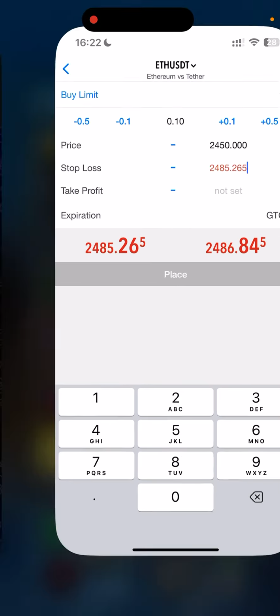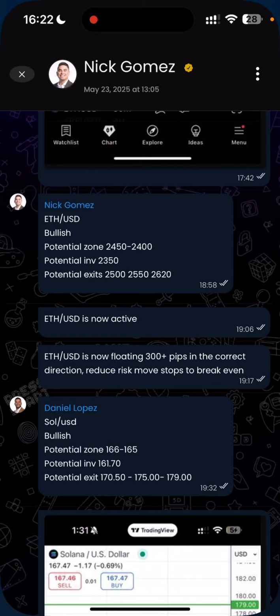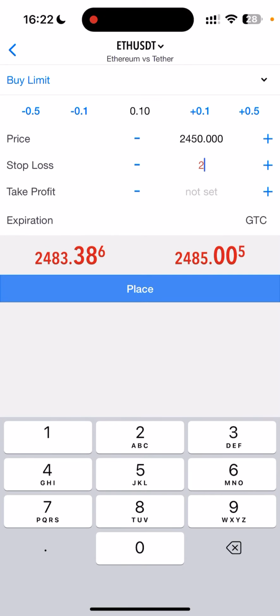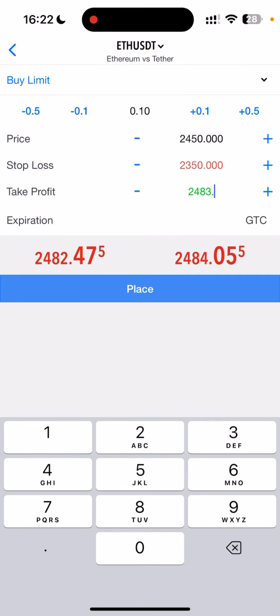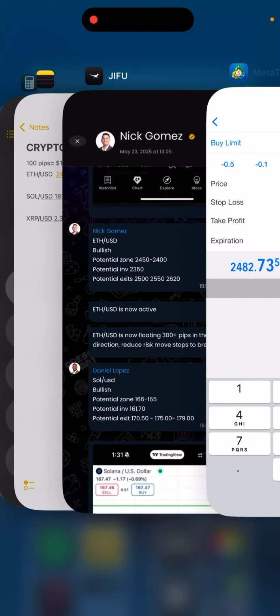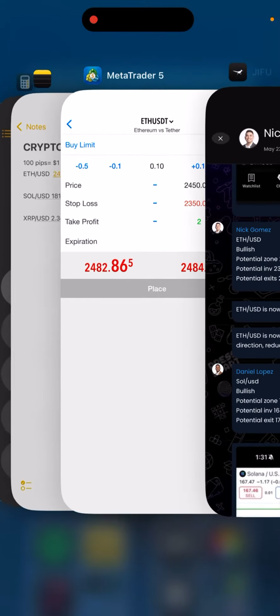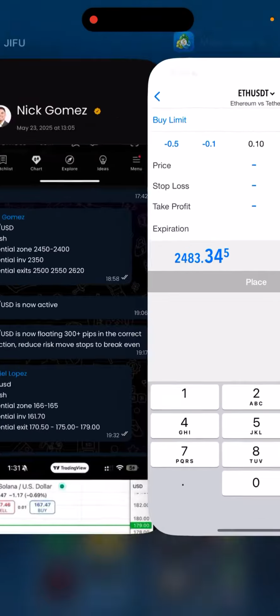Then put in the stop loss as well. The invalidation is the stop loss, which is 2350. Then the take profit: the potential exits are the take profit. So this first one, 2500, is TP1 basically. 2550 is TP2. Then 2620 is TP3. So maybe you want to use TP2 now, for example. Let's say you want to use TP2.